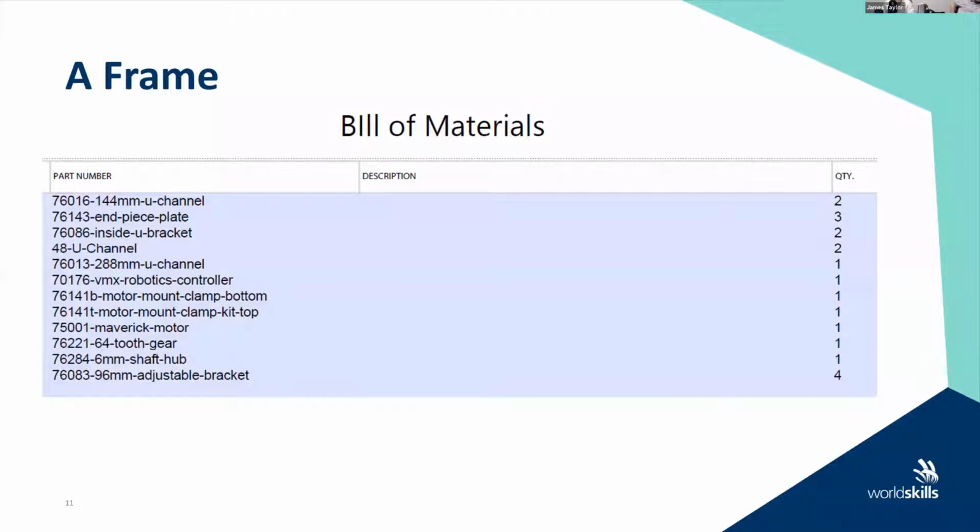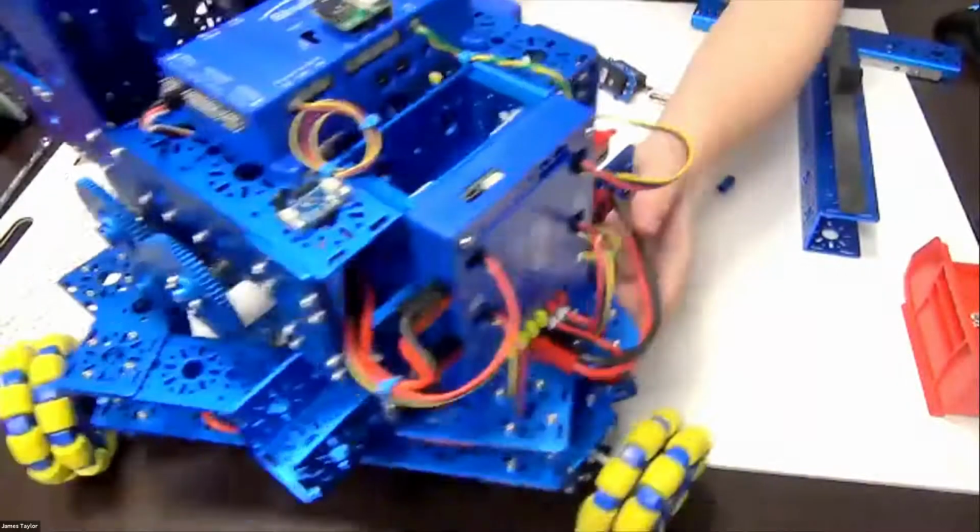You have some 48 millimeter U channel, some 288 millimeter U channel. We do have in this parts list right now the VMX robotics controller. I would build the frame without it right now, or do you want him to put it on because it's easier to wire it? I'm going to stop sharing, and James just maybe wants you to do that. We're going to find out.